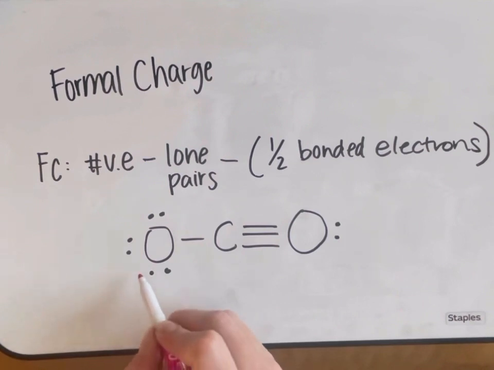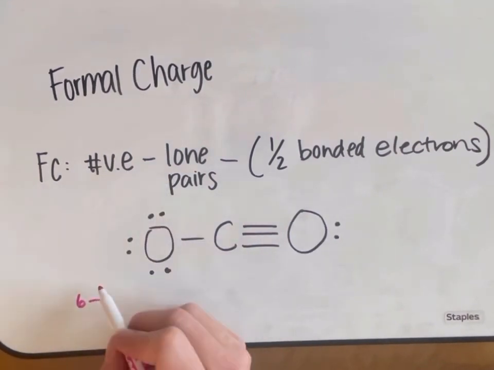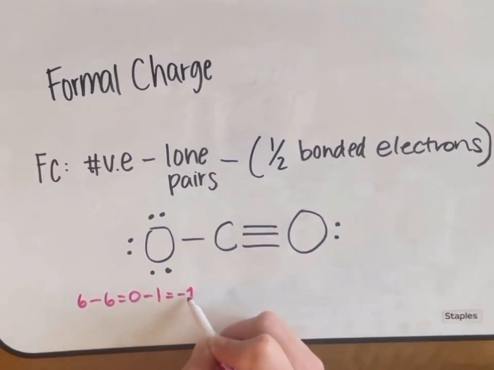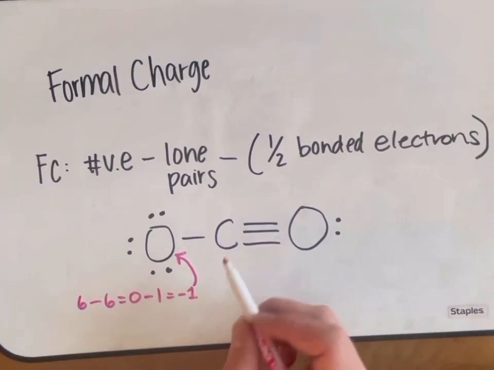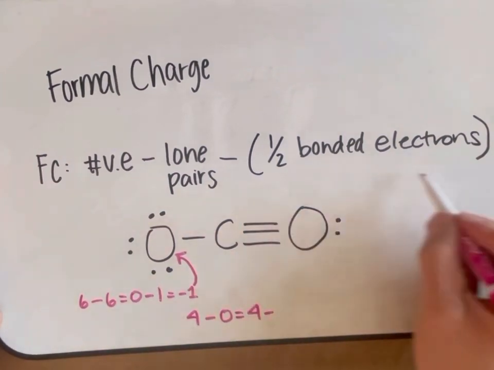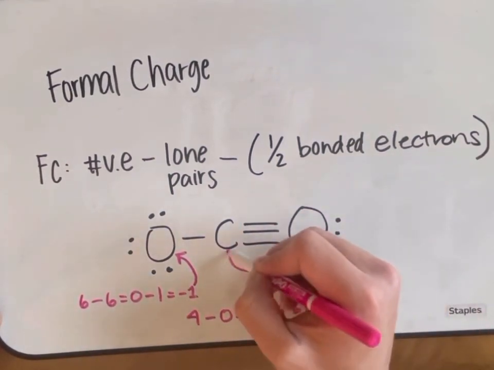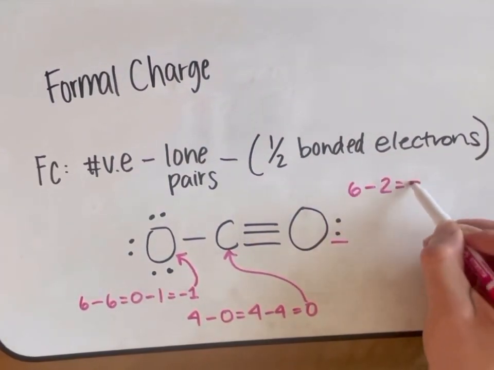So for O, we know that O has 6 valence electrons, and we have to subtract the amount of lone pairs, which is 6. 6 minus 6 equals 0, and then there's 2 bonded electrons, but it's only half, so therefore our charge is -1. For C, there's 4 valence electrons, 0 lone pairs, and 4 bonded electrons after dividing. So that gives a charge of 0.